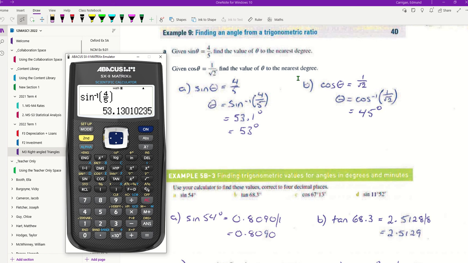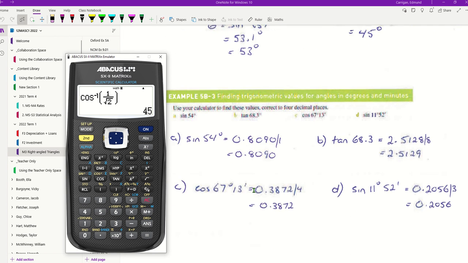Find cos of that to the nearest degree as well. So once again, we're just using an exercise to put that in. That's all clear. Second function, cos minus 1. Again, 1, the fraction button will get me into a fraction, square root of 2, root 2. Push this to bring me across, close my bracket, equals 45 degrees.